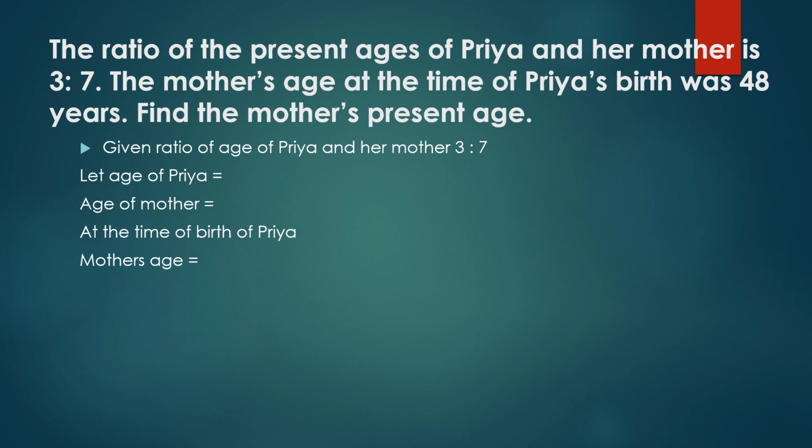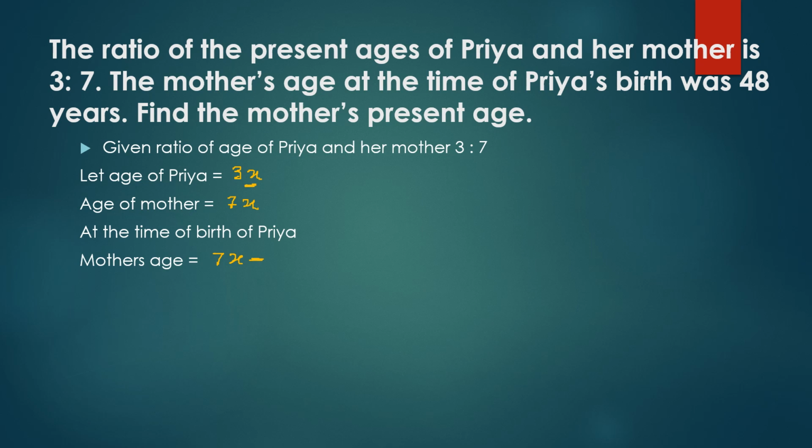The ratio of the present age of Priya and her mother is 3:7. The mother's age at the time of Priya's birth was 48 years. Find the mother's present age. Okay, given the ratio of age of Priya and her mother is 3:7. So let the age of Priya be 3x and the current age of mother will be 7x. At the time of birth of Priya, the mother's age will be, like, current age is 7x, right? 7x minus. So how many years back?